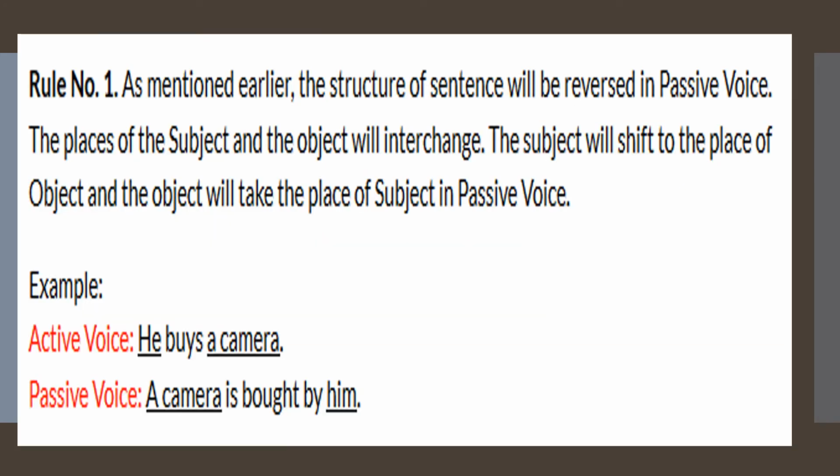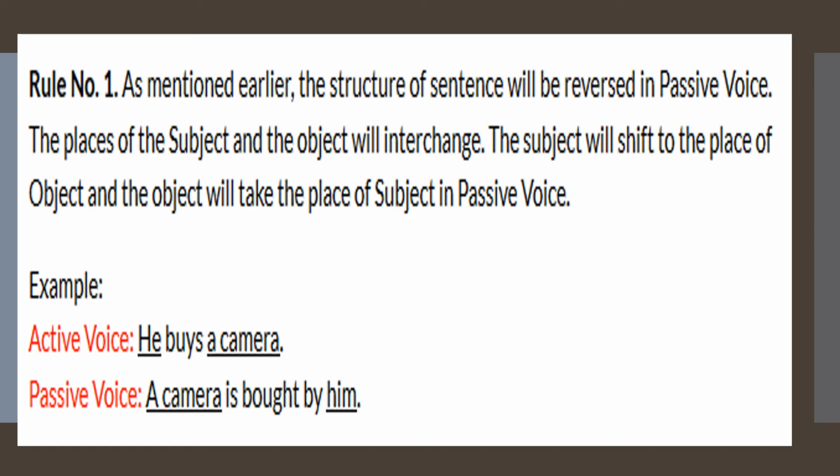We can change a sentence from active voice to passive voice by keeping in view certain rules. Rule number one is, as mentioned earlier, the structure of sentence will be reversed in passive voice. Reverse in which way? The places of the subject and the object will interchange. The subject will shift to the place of the object and the object will take the place of subject in passive voice. The first rule is interchanging the placement of subject and object. It means that subject would come in place of object and object would come in place of subject.